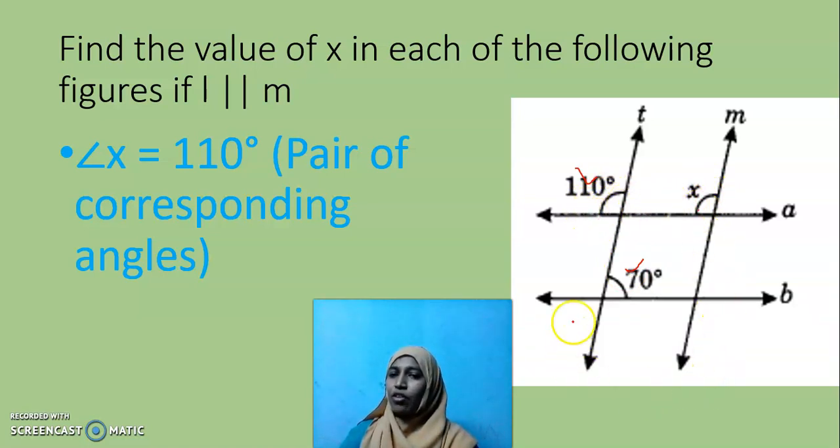How many pairs of parallel lines are here? As they have stated, L is parallel to M. This is L. L is parallel to M. And will you say A is parallel to B? Unless they state it, you should not take it for granted. So, it is not sure A is parallel to B. They have not given A is parallel to B. So, you don't consider that they are parallel just because they are looking as if they are parallel.